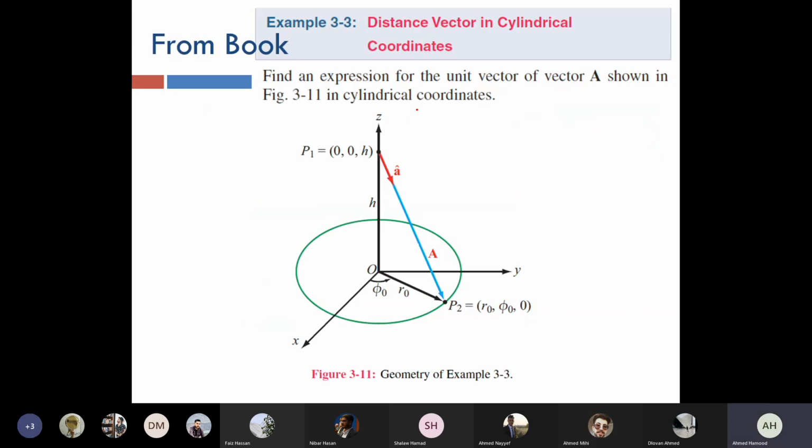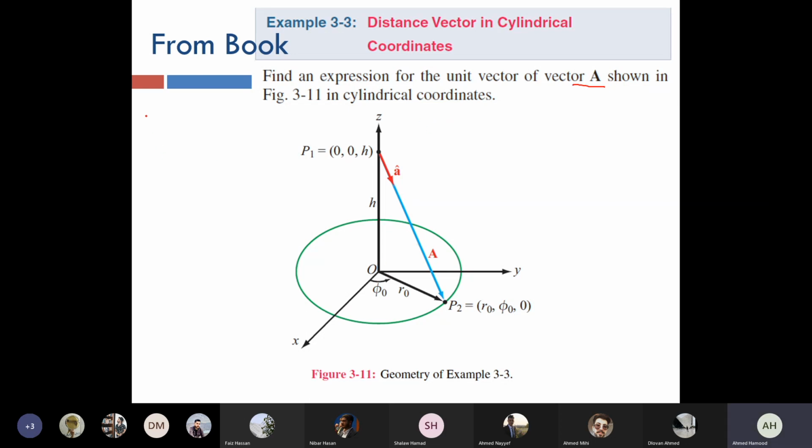Okay, let's say this example. Find the expressions for the unit vectors of A, as shown here in the cylindrical coordinates. So we can see this example geometry, which has 2 points. We have O to P1 and we have O to P2. So first we have to identify the triangle points.